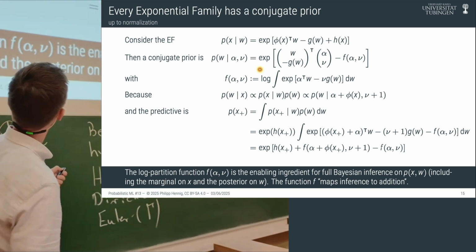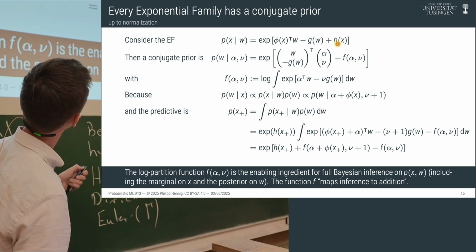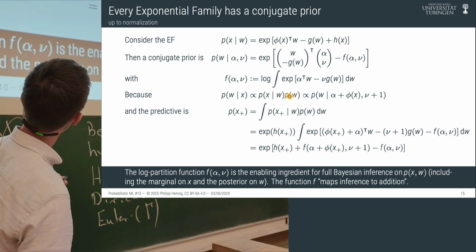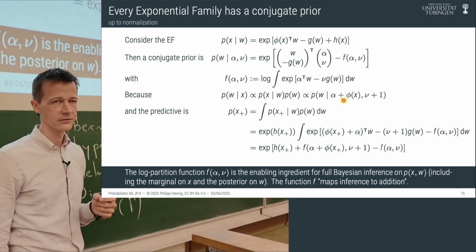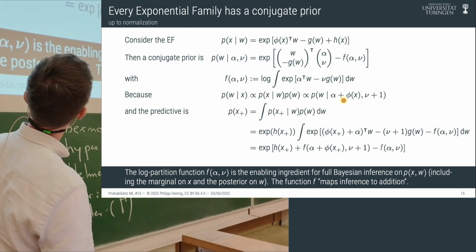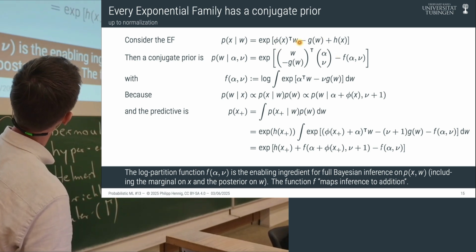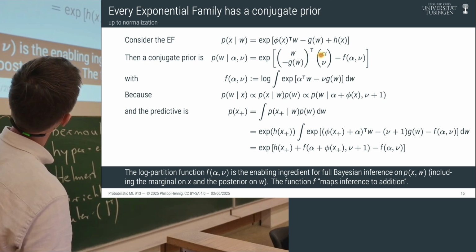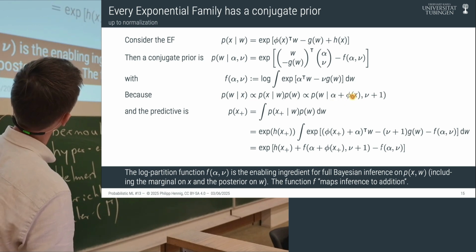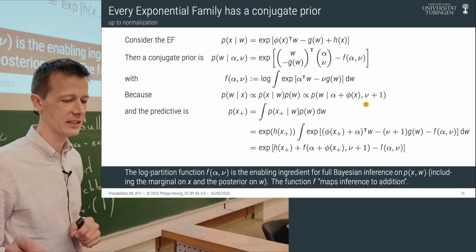Why is this the conjugate prior? Well, if we multiply this distribution with this distribution, then we see that inside of the exponential, we can rearrange and we just get additive terms. So the product of prior times likelihood as a function of w is exactly of this form, where the value alpha gets updated by phi of x, so to alpha plus phi of x, and nu is upgraded by 1. So that gives an interpretation to alpha and nu.